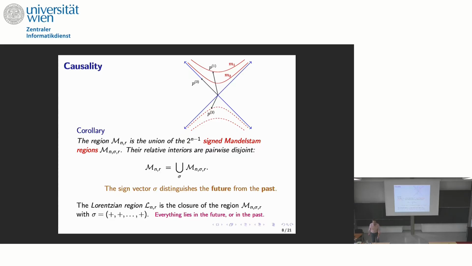We have a lot of time, so please interrupt me with questions. This is the first coarse subdivision, so there are not so many pieces, and they're indexed by sign vectors. All I need to tell you is who is in the future and who is in the past.